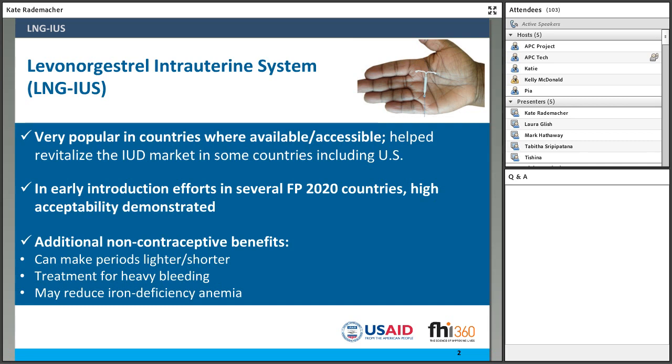Several recent studies and small-scale assessments, which I'll be talking about more in my presentation in a few minutes, have shown that women and healthcare providers have favorable perceptions of the LNG-IUS, and in settings where unmet need for family planning is high, increased availability of more affordable LNG-IUS products could result in increased demand among women.